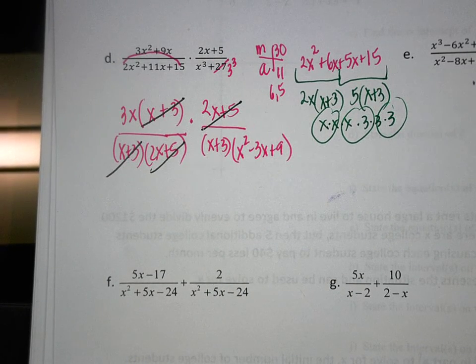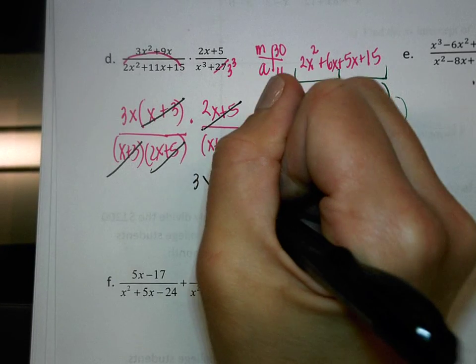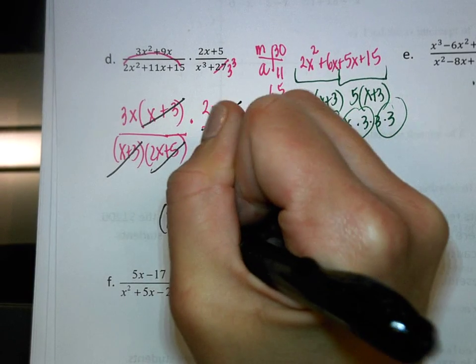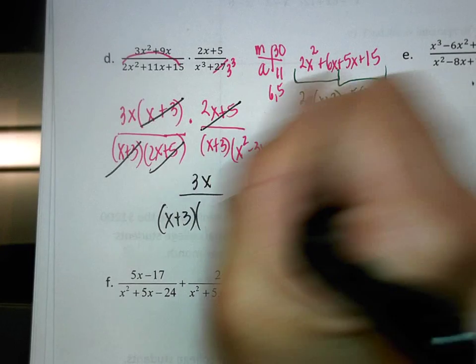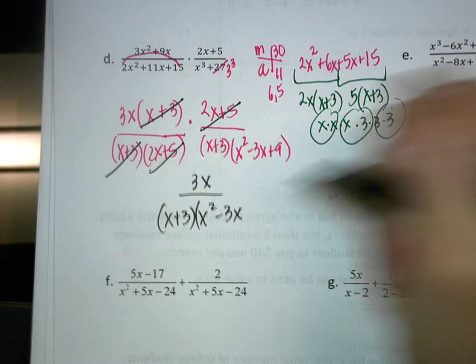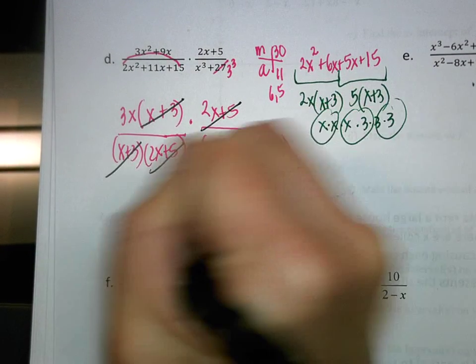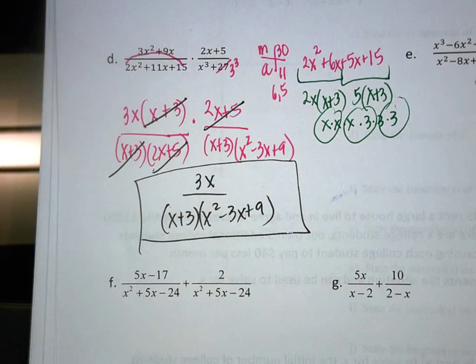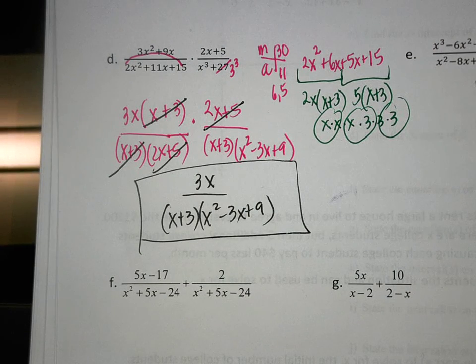Okay? Anything else? Okay, so that means my final answer is 3x over x plus 3 and x squared minus 3x plus 9. It is not factorable. You'd have to use the quadratic formula. So it's not going to reduce anything.